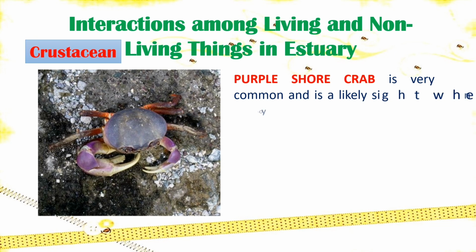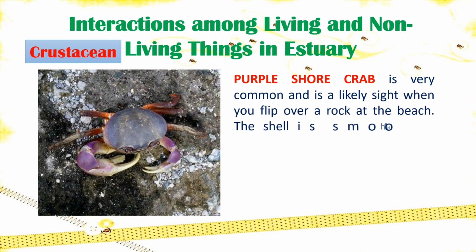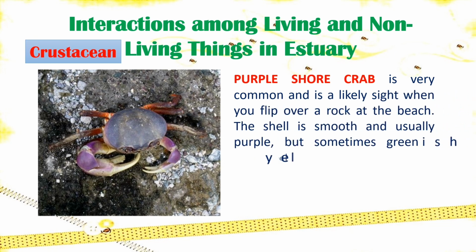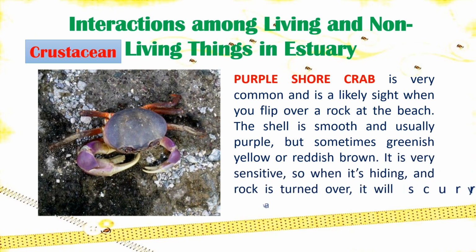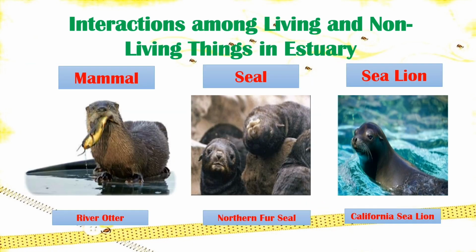The purple shore crab is very common and is a likely sight when you flip over a rock at the beach. The shell is smooth and usually purple, but sometimes greenish yellow or reddish brown. It is very sensitive, so when it's hiding and a rock is turned over, it will scurry away immediately. There are also mammals like the river otter, seals like the northern fur seal, and sea lions like the California sea lion.